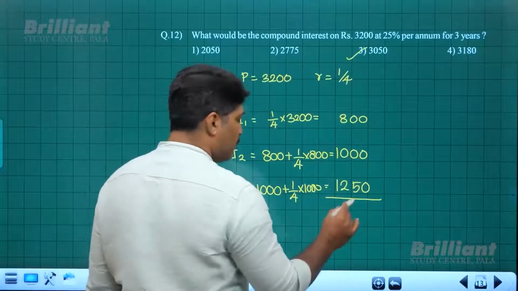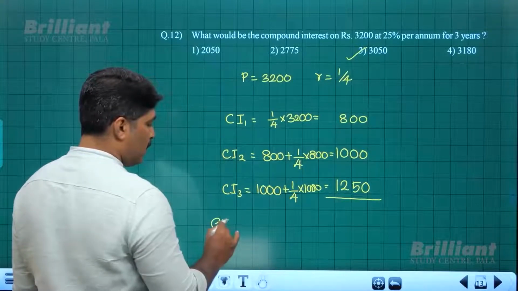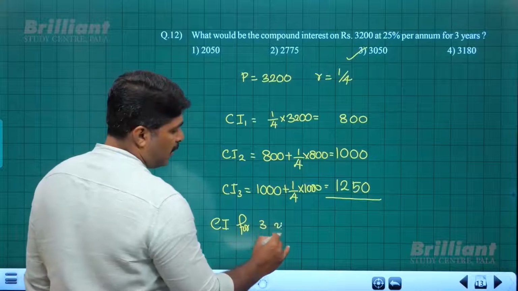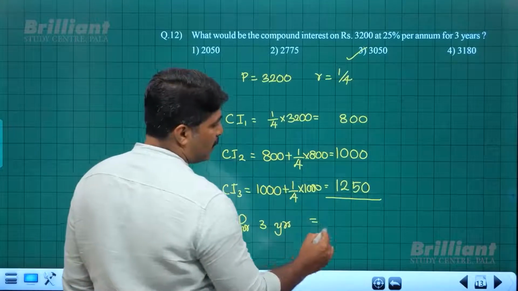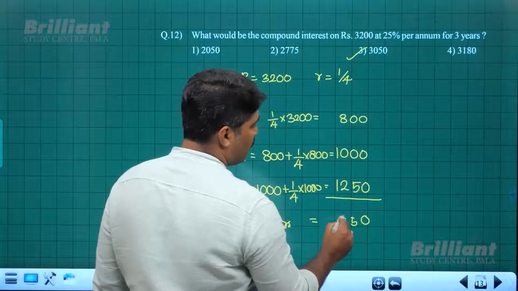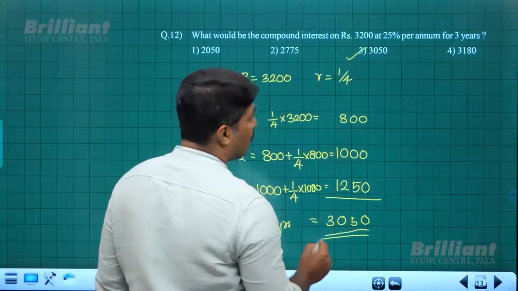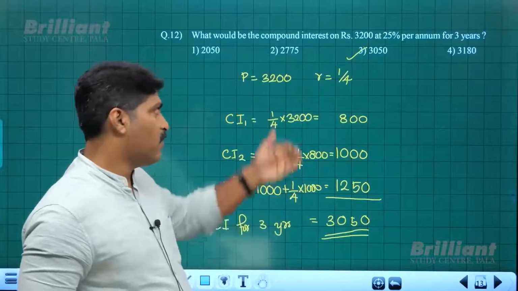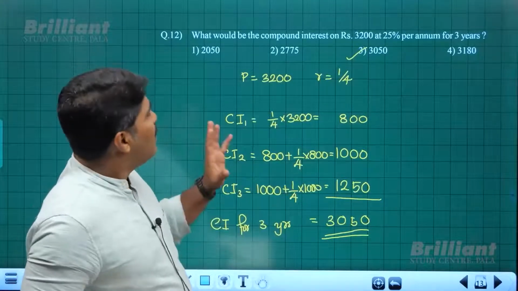So for getting the total compound interest for 3 years, we have to consider and add these values. This is 0, this is 5, 10, this is 3. So here also we will get 3050 as the total interest for these 3 years. So this is an easiest way.